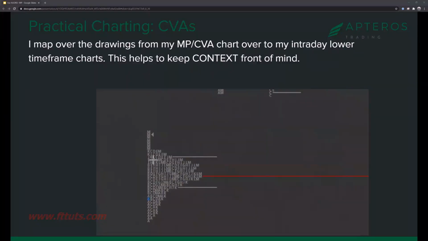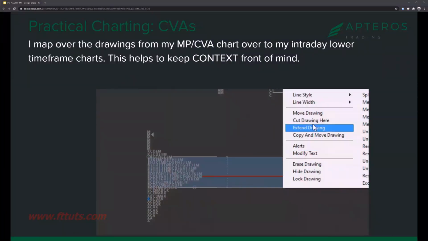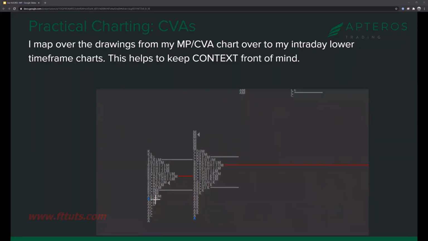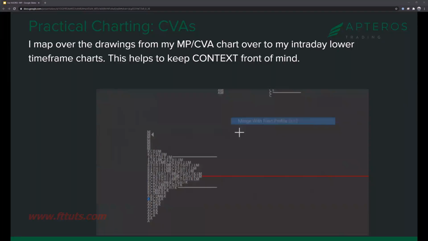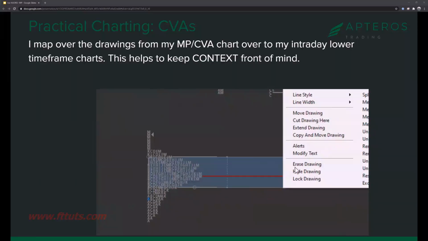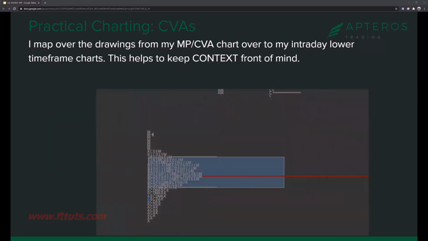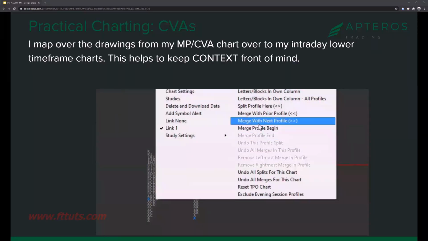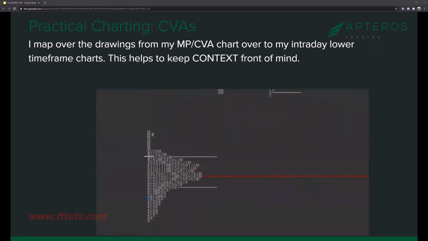So one thing that I do is I'll draw, and I have a hotkey for it, so you didn't see me click anything or pull up a menu. I will draw an extending rectangle. Forget about the second half of that video where I cut it off. But it's important that we draw where these CVAs, composite value areas, are. And then I will go into my chart and I will map over that drawing to my intraday chart. And in fact, we should do that right now.